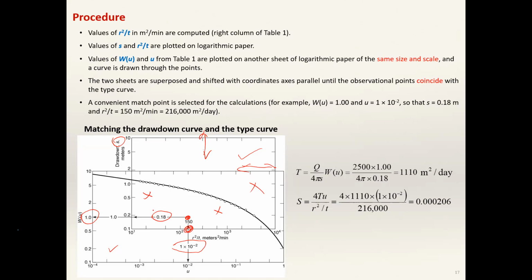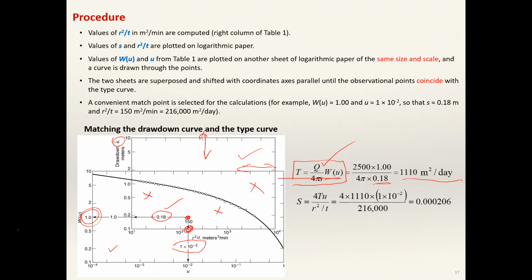So what is my first equation? It is this one. What do I need? I have the given flow rate, that is 2500. I have W(u) that I got from the graph that is equal to 1. S is the drawdown that is 0.18. So I substitute them. I have my transmissivity value. Very easy. Then I go to the second equation.